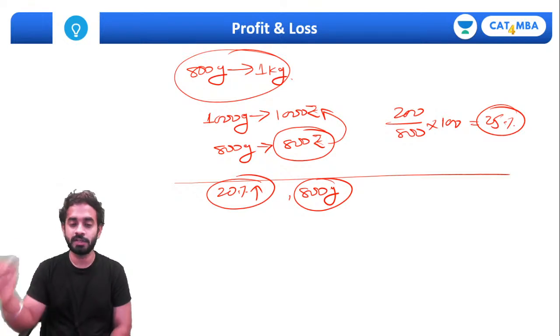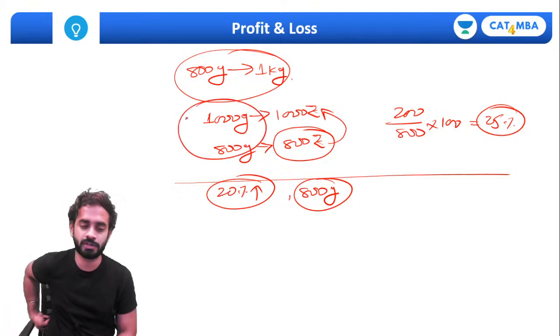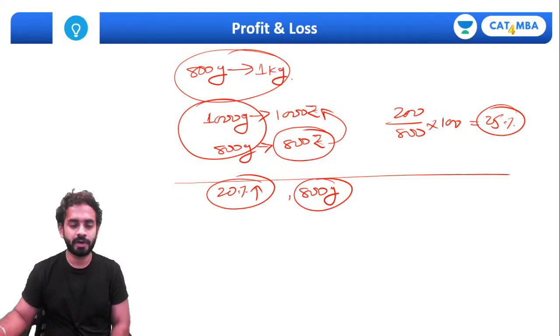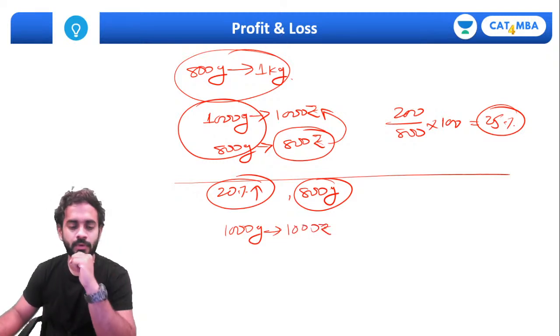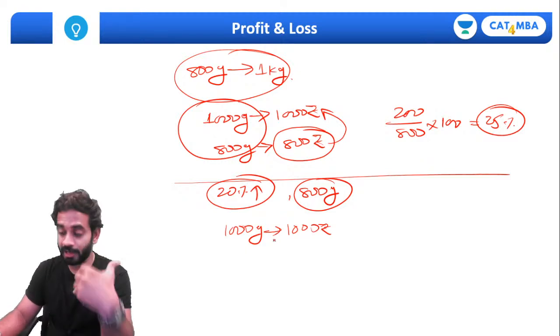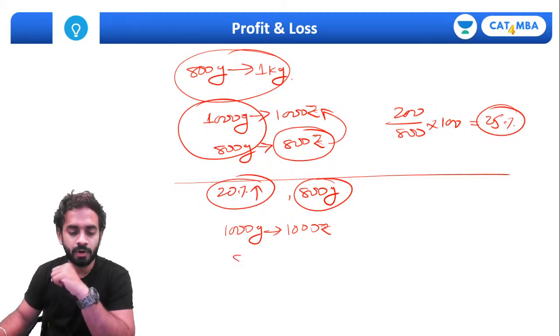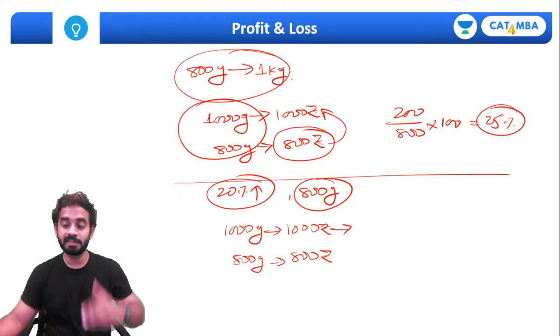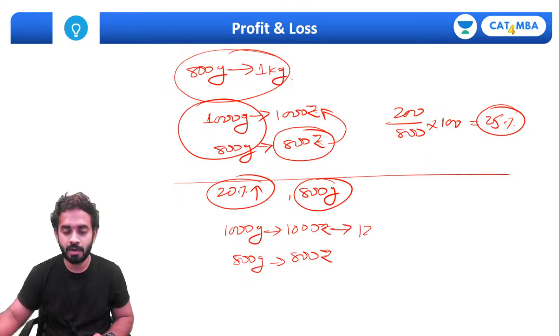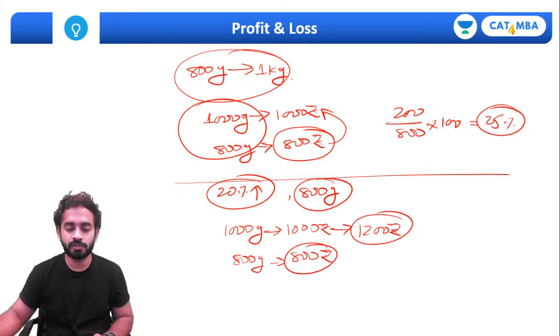It's very simple. If you use this equation in a very easy manner and use the approach which I have explained in the previous question, you'll understand how to find it out. I can say that 1000 grams costs him 1000 rupees. Then for 800 grams it will be 800 rupees. But he has already marked up his goods by 20%, so this 1000 rupees is increased by 20%, so he will be selling 1 kg for 1200 rupees. So the goods which cost him 800 rupees, he is selling at 1200 rupees.